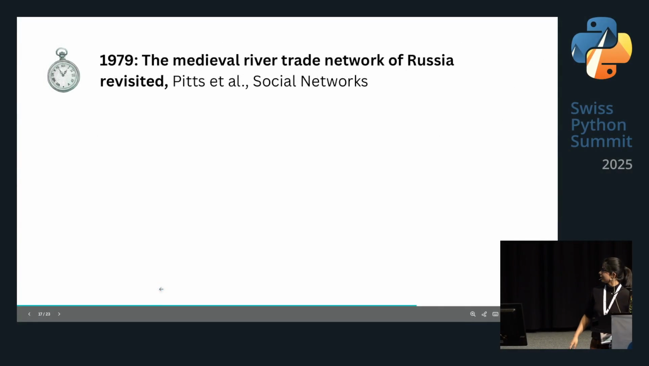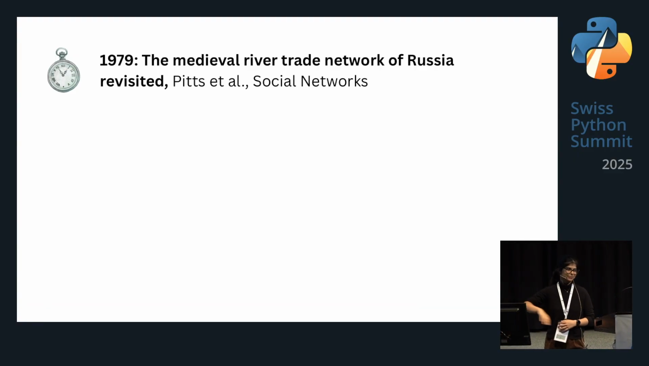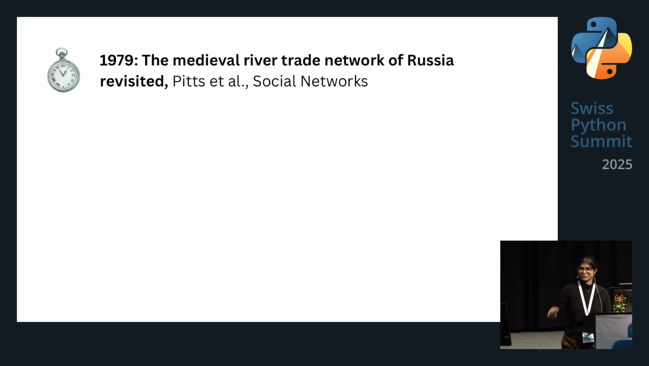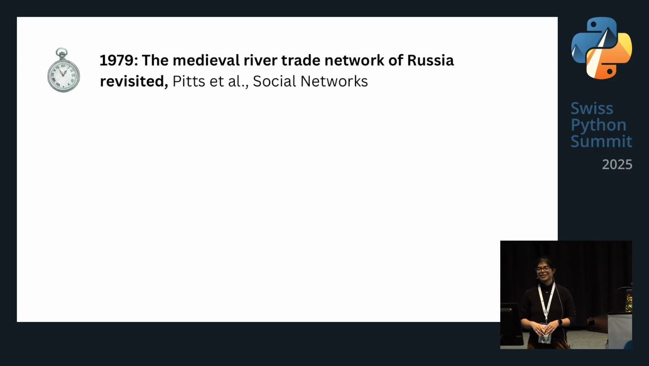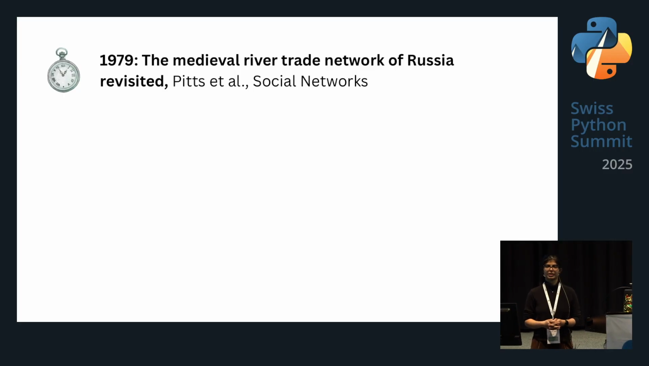Now, after trade networks, we have another different type of network. This is the last example, so there won't be more. Again, a paper from 1979 about the river trade network of Russia. And the question they want to answer is, could we have known that Moscow will become the Russian capital today? Were there any signals that might have informed us?